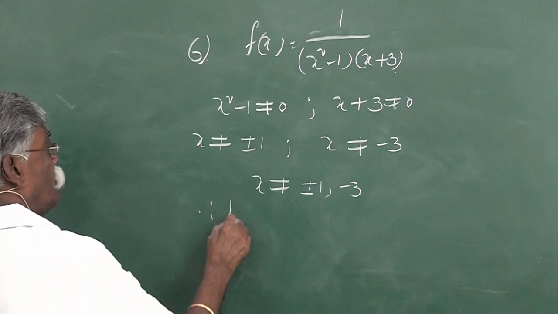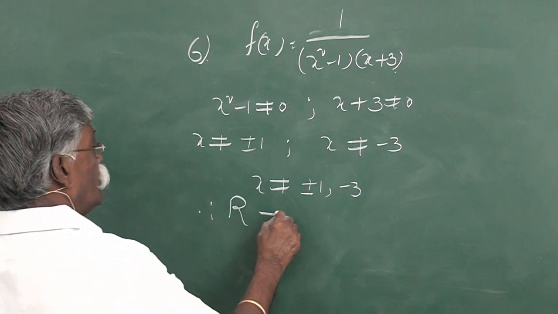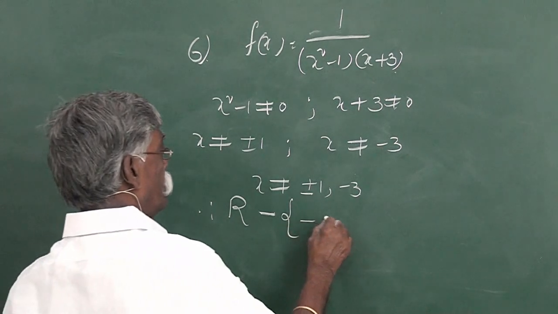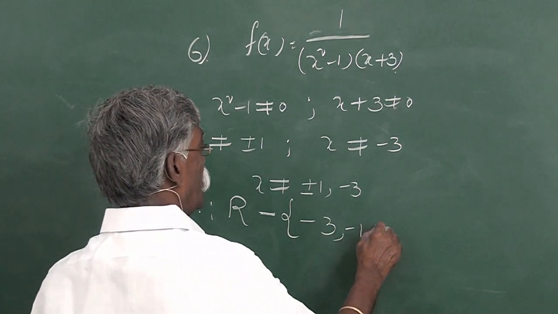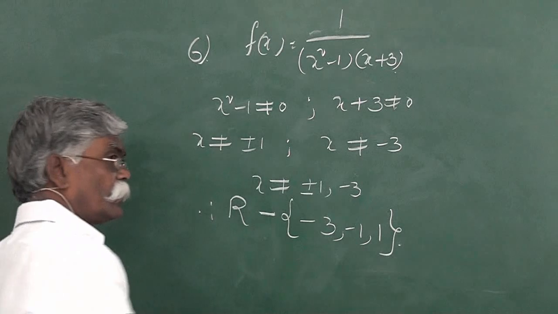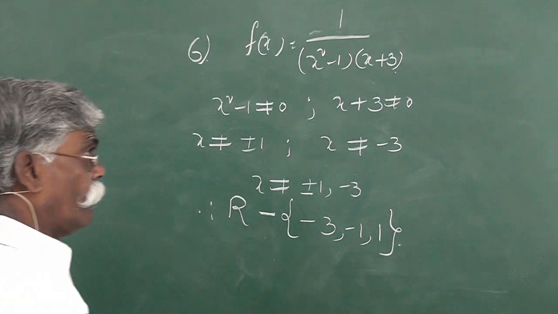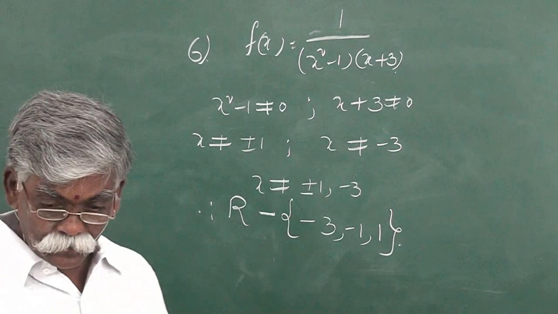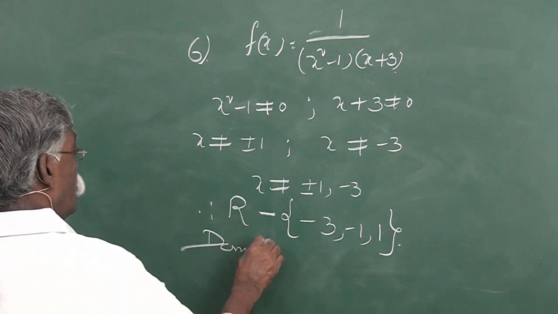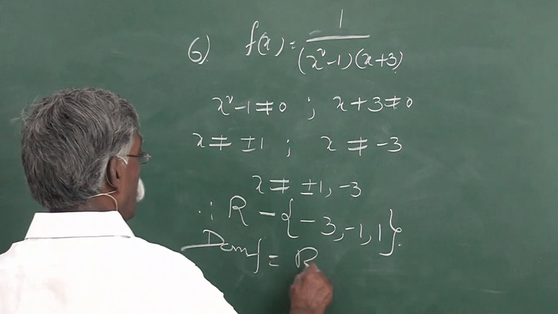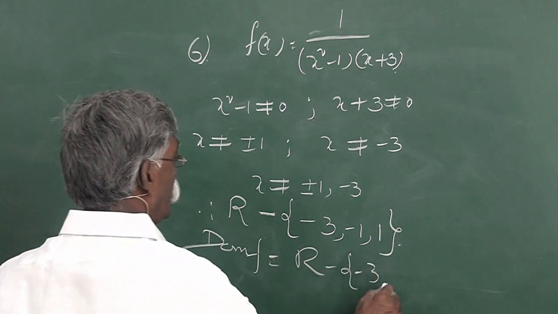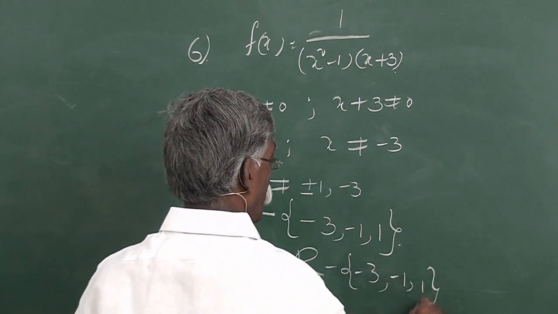Therefore, from the set of real numbers, we have to omit minus 3, minus 1, 1, and this is the domain. Therefore, the domain f is equal to R minus minus 3, minus 1, 1.